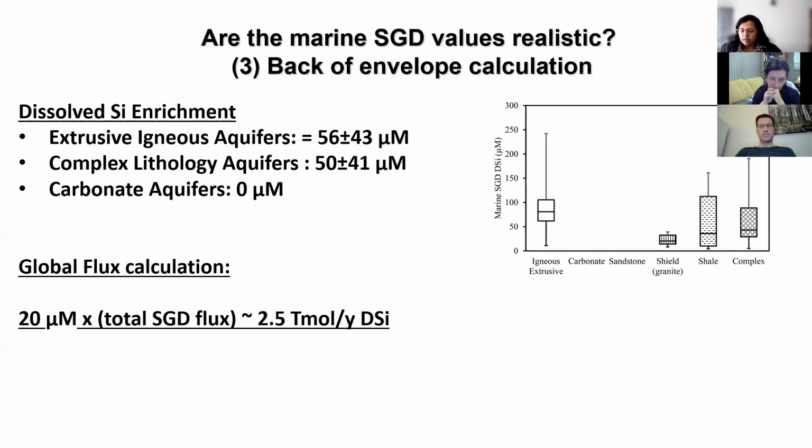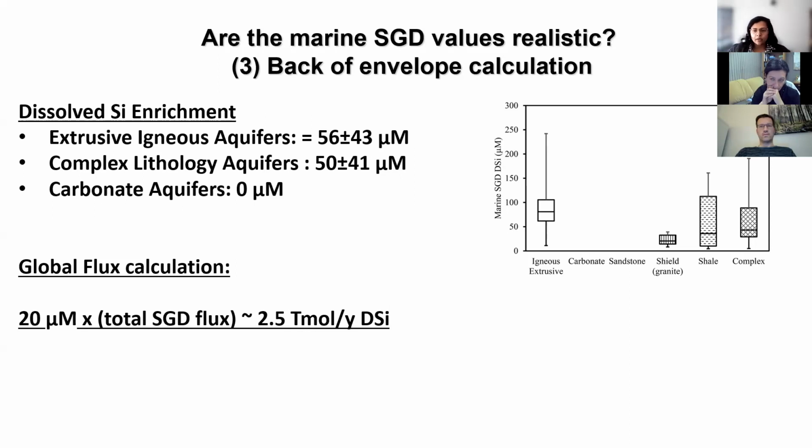And we did, plus minus, okay, let's take half of the total volumetric flux. Let's take the max, the 120,000 cubic kilometers per year. And you get somewhere between 2 to 4 teramoles per year of dissolved silicon inputs via SGD.